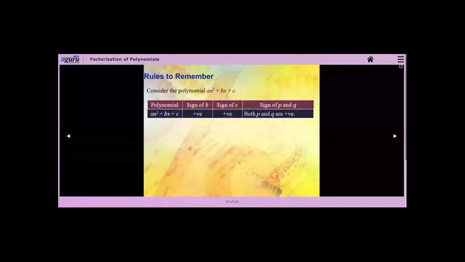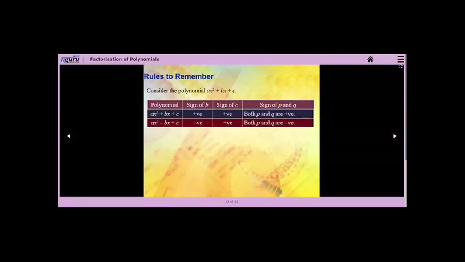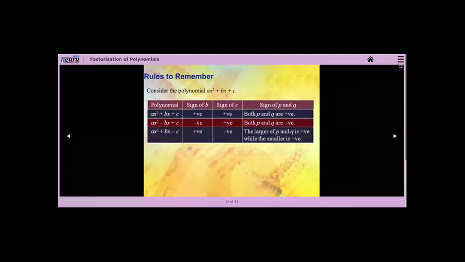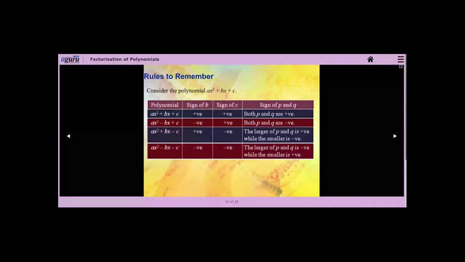Observe the signs of b and c. When both b and c are positive, then the signs of both p and q are also positive. When the sign of b is negative and c is positive, then both p and q are negative. When the sign of b is positive and c is negative, then the larger of p and q is positive while the smaller is negative. When both b and c are negative, then the larger of p and q is negative while the smaller is positive.